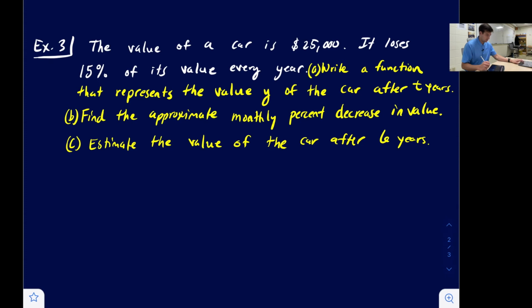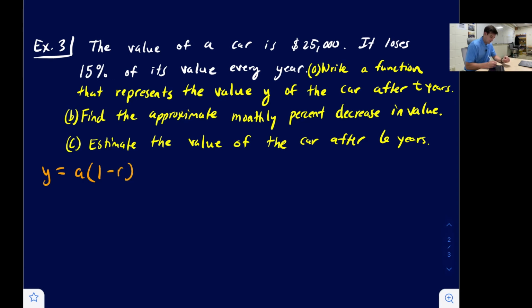It loses 15% of its value every year. We want to write a function that represents the value y of the car after t years, and we want to find the approximate monthly percent decrease in value, and then we want to estimate the value of the car after 6 years. So we're going to take our equation, and we're going to say y equals a, and you could use p, I guess, if you want for principal, but here we're talking about more of a price for something.